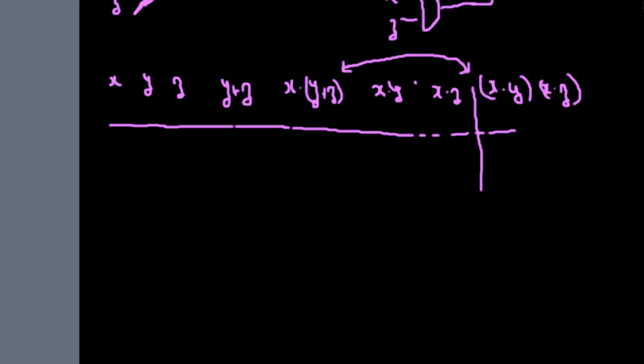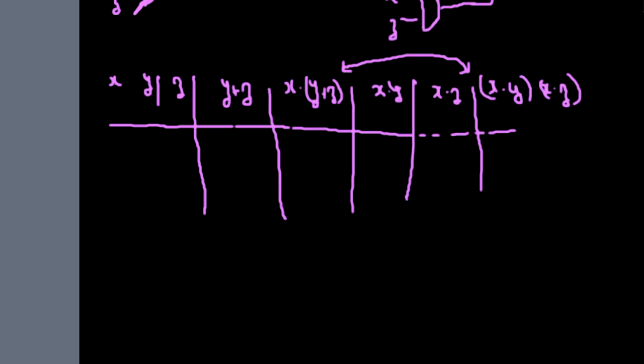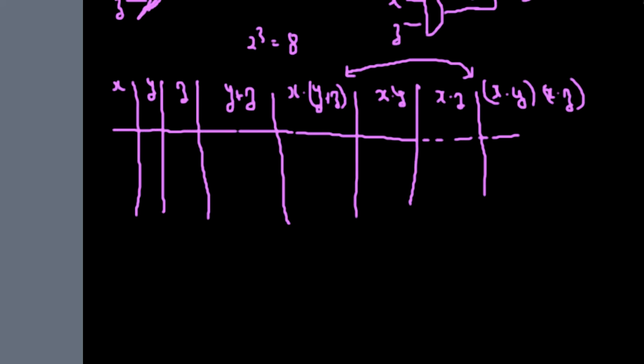So these are the columns. We have three inputs, right? So how many possible combinations will we have? It will be 2 raised to the power 3, which is 8. 3 is the number of inputs. So let's find out all the possible combinations.